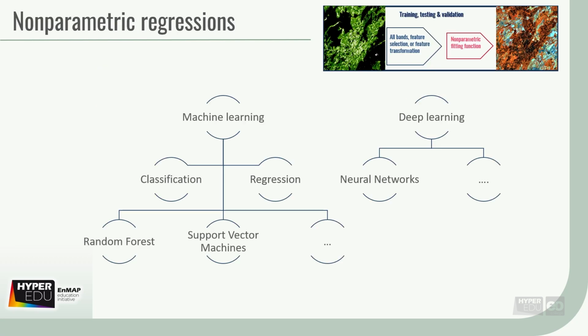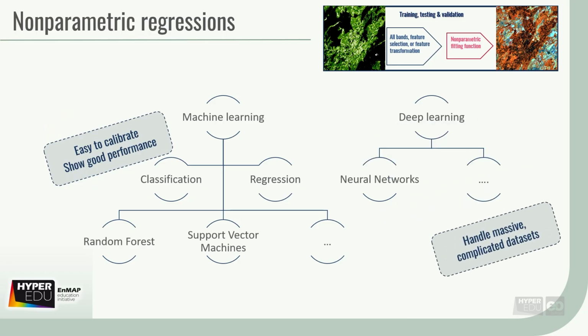Machine learning methods, such as random forest, RF, and support vector machines, SVM, have especially gained popularity in recent years. These methods can be used for both regression and classification tasks. They are relatively easy to calibrate and generally show good performance. Lately, though, we've seen a huge shift towards neural networks and deep learning in remote sensing for forests. These methods are a game changer, offering accurate results and the power to handle massive complicated datasets, giving us way more detailed insights into forest ecosystems.